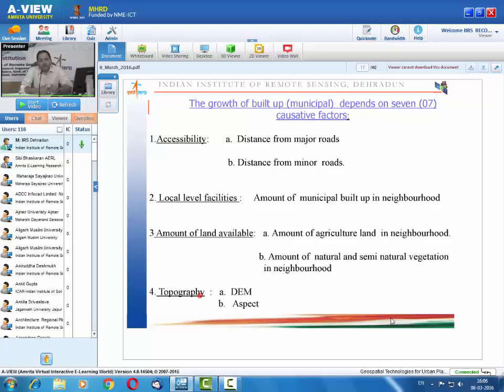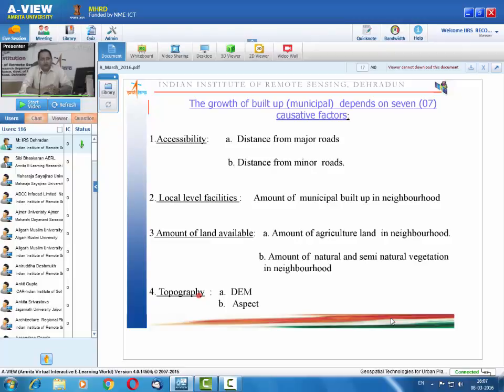So the 4 factors we have taken, which decide whether an empty piece of land will develop into built up or not, are: the first is accessibility, that is measured in terms of distance from the major roads and distance from the minor roads. The second is the local level facilities available, that means the amount of infrastructure support in the neighborhood.